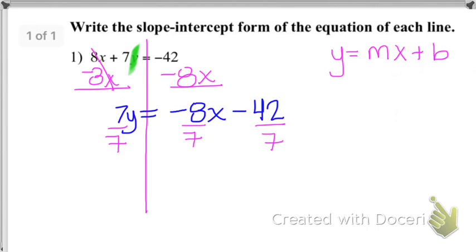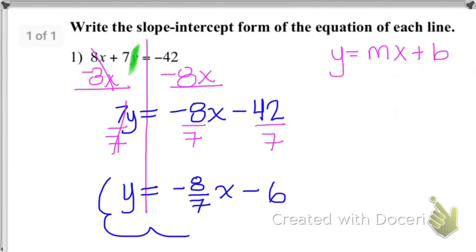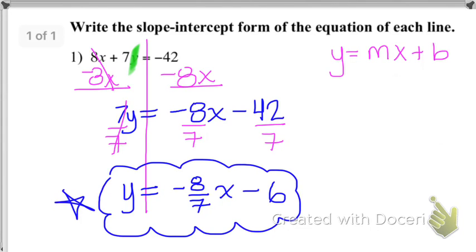Okay, now, if 7 doesn't go into both of the parts evenly, that's okay, because sometimes our slope or our y-intercept could be a fraction. So that just means in this case that our slope is a fraction. Our slope is negative 8/7. And now 7 does go into 42 evenly. That would give me negative 6. Okay, so here's your final answer. y equals negative 8/7 x minus 6. Make sure you have this whole example written into your notebook.